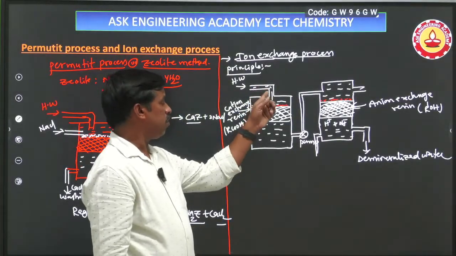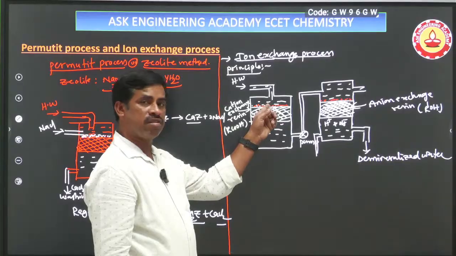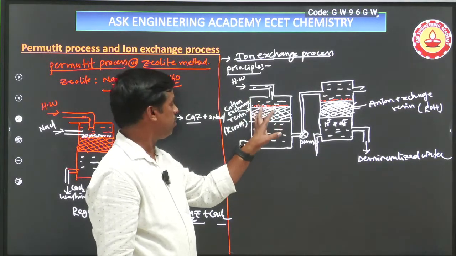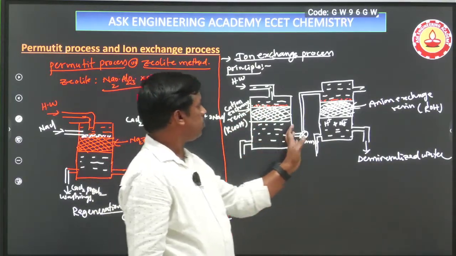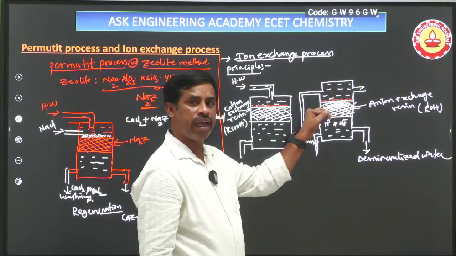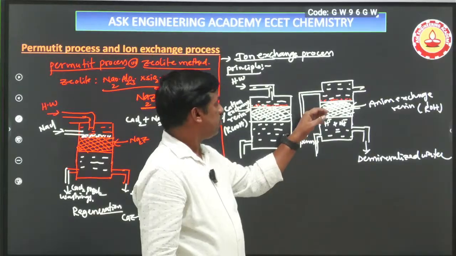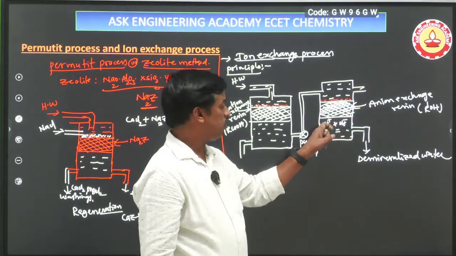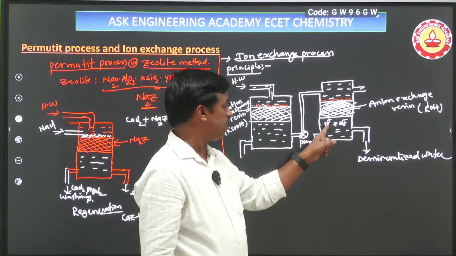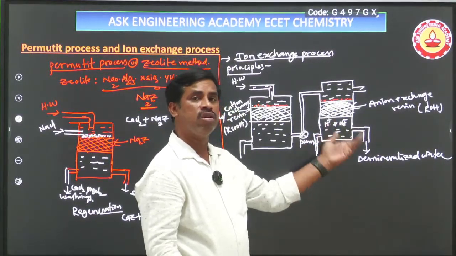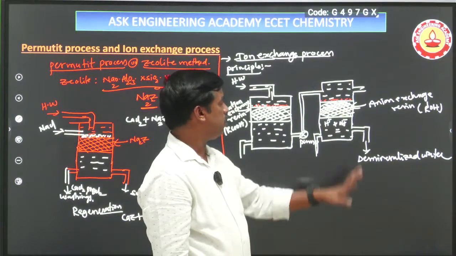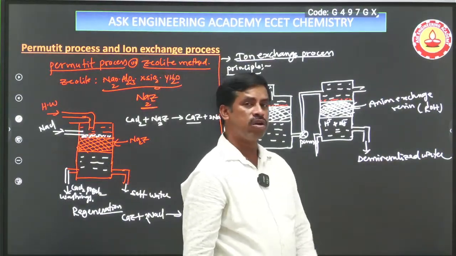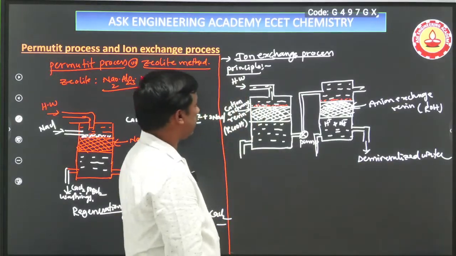Very simple process. When hard water is sent into the cationic exchange resin bed, it can exchange only cations. The remaining water goes down and enters the second tank, containing anionic exchanging resin, which can exchange only anions. The remaining H plus and OH minus combine to form pure water, which is said to be demineralized water or deionized water.